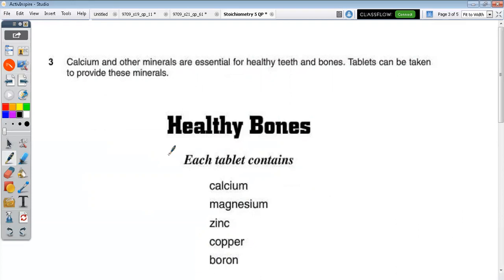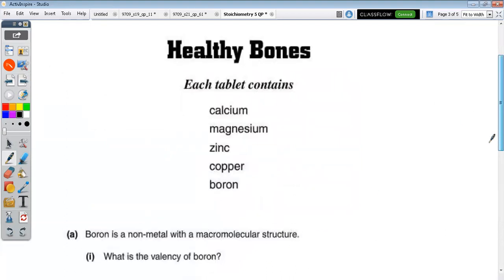Calcium and other minerals are essential for health, teeth, and bones. The tablets are taken to provide these minerals.